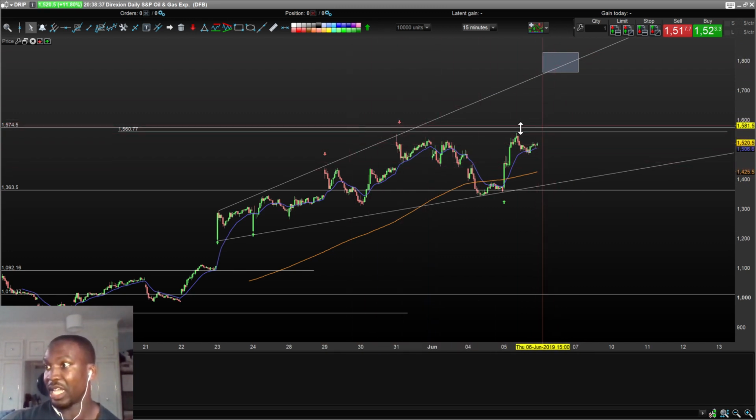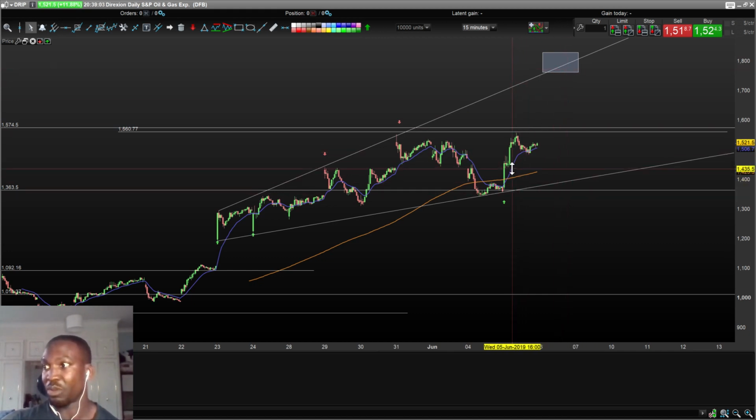This line is a previous resistance from way back, but I think it will break this line and then hit this box over the next day or two, just based on the fact that it's a broadening wedge. And once it goes here, whatever happens can happen. But this is what I'm targeting. So I'm long on this, and I should make a decent profit if it gets to this line.